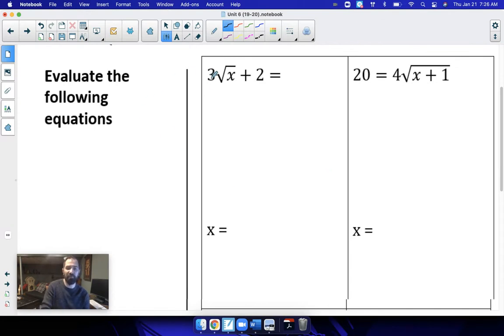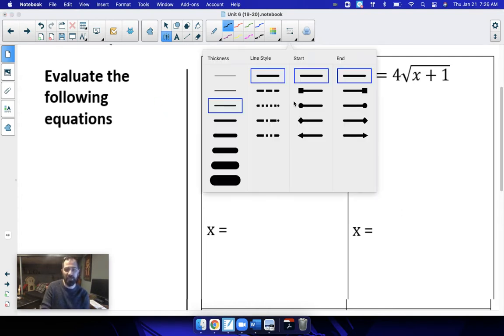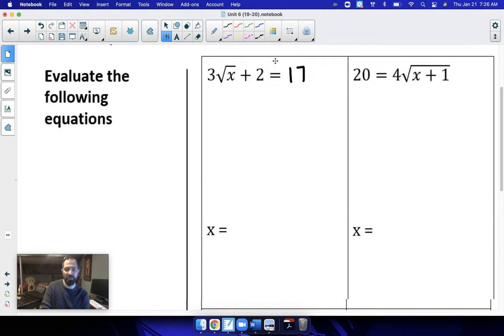First problem, we have 3 times the square root of x plus 2 equals 17. Let's make it 17. Okay. What we want to do first is split that equation. Now we're trying to get this square root by itself. So we've got to do a couple things. Reverse PEMDAS, start with addition and subtraction. Let's subtract 2.